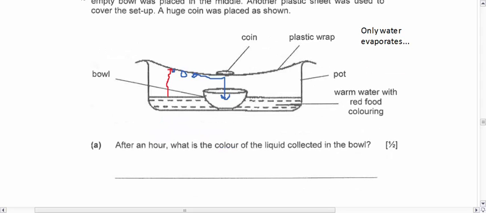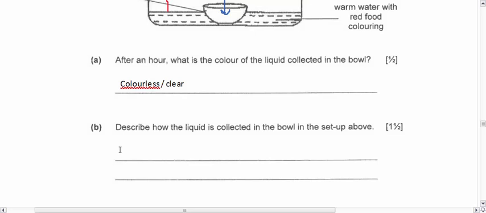So what is the color of the liquid that will be collected? Basically it's pure water. So what color is pure water? There's no color. So colorless, or you can say clear. Alright. So describe how the liquid is collected. So basically I've done that description. So there are a few parts which I will emphasize after I've tapped it down.